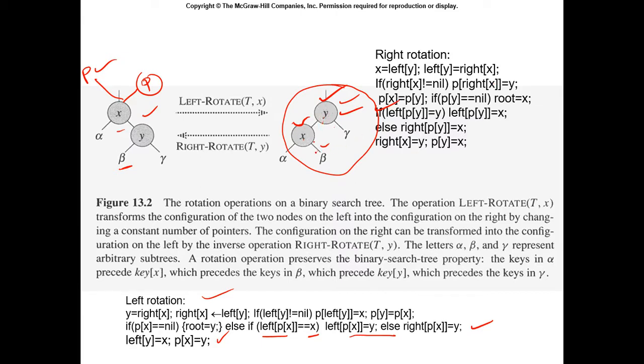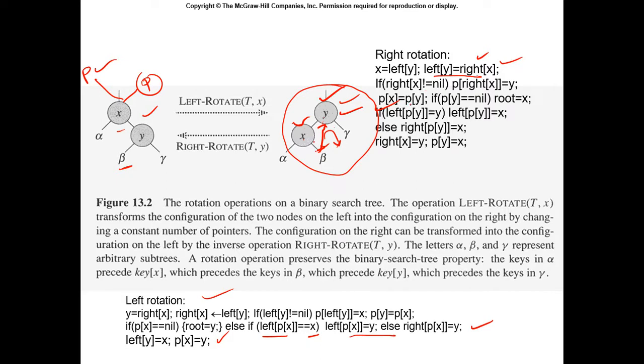You will take this beta and get it attached to the left of y. See, left of y. When you apply a right rotation on this, what happens? This beta goes to the left of y. That is exactly what you are saying here.